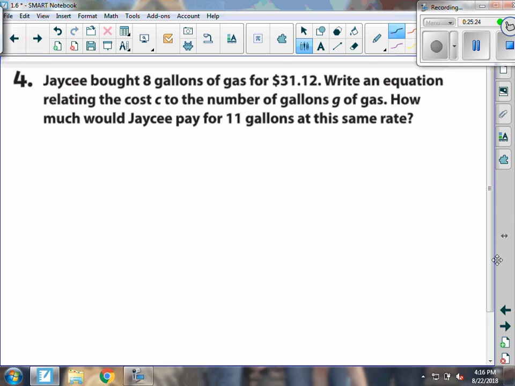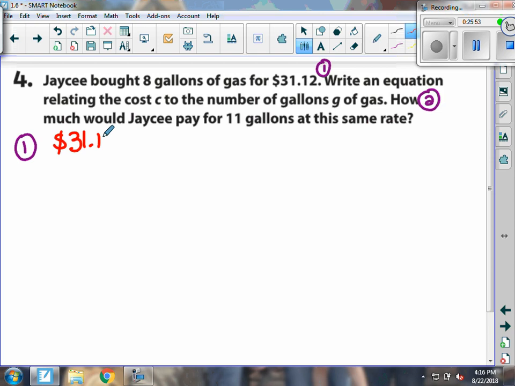Okay, here's another example. JC bought 8 gallons of gas for $31.12. Write an equation relating the cost C to the number of gallons of gas G. How much would JC pay for 11 gallons at the same rate? So first we're going to write an equation, then we're going to find out how much she would pay. So our first part, let's figure out what's our cost per gallon.